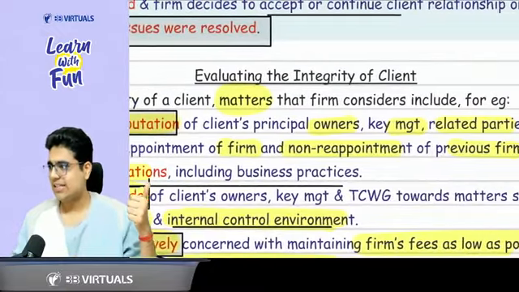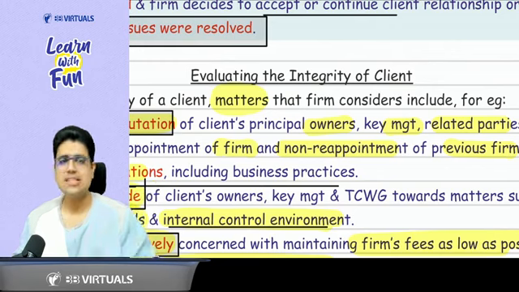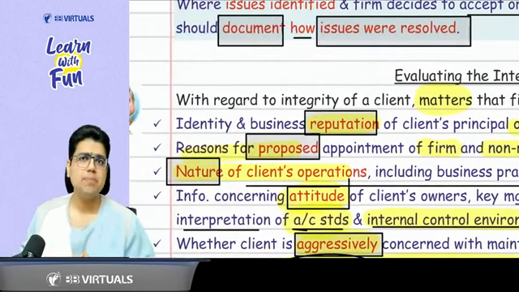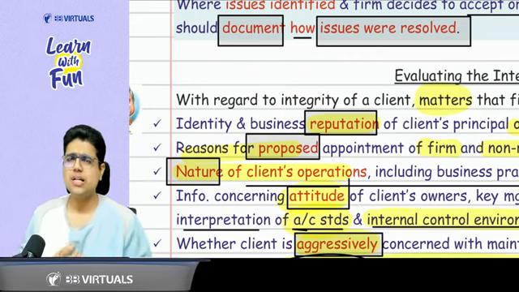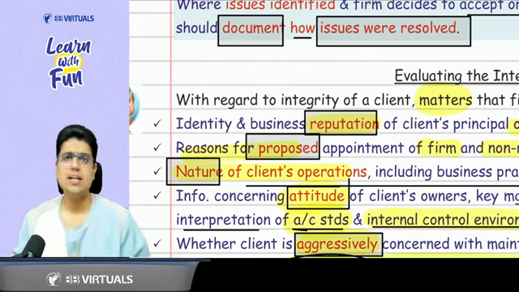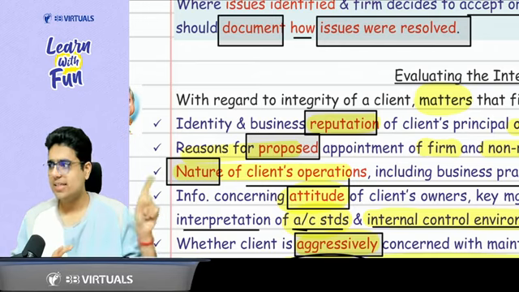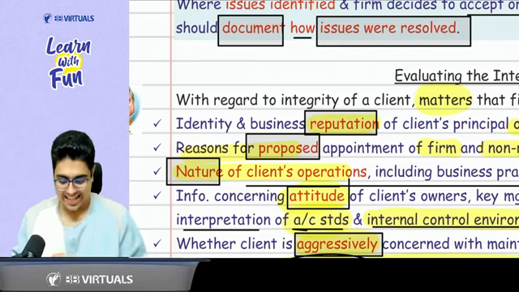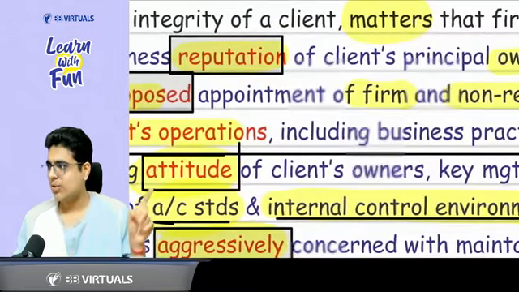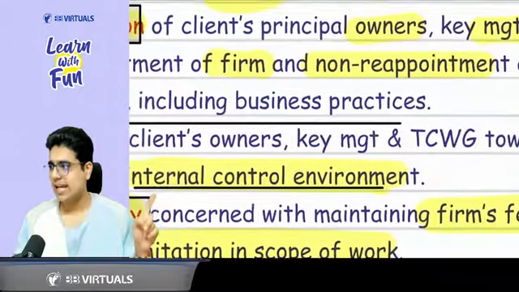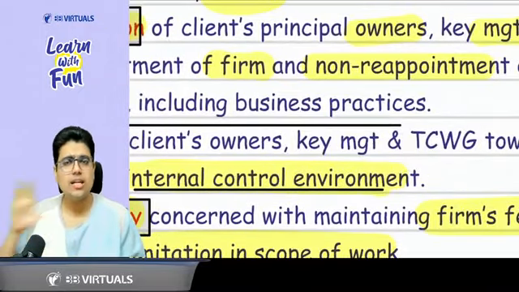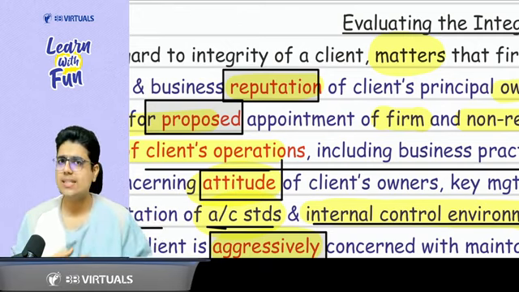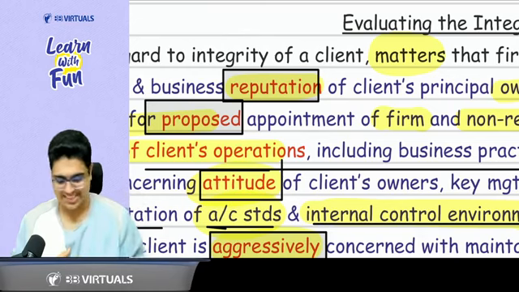Then the nature of client's relations, operations, and business practices. If the client is doing some corruption and bribery, and they are dealing in illegal drugs, with such operations, will you accept the client? No, sir. Less integrity, don't accept. Next thing is attitude of the client regarding the accounting standards and internal control. They don't respect the internal controls. They don't do the accounting as per the accounting standards. Will you accept the client? No. Less integrity, don't accept.